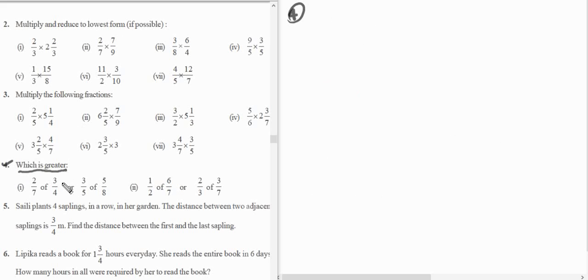which is greater? So there are 2 numbers. This is your first number and this is your second number. So you have to find whether this is greater or this one is greater. Means after multiplication, you have to first multiply this, then tell which one is greater. So fourth answer is, I am solving here the first one, which is 2 by 7 of 3 by 4, or 3 by 5 of 5 by 8, right?